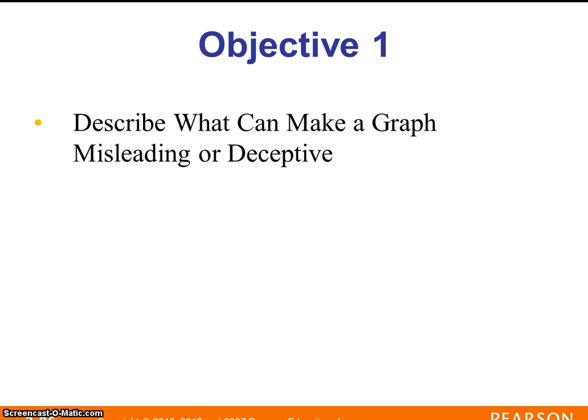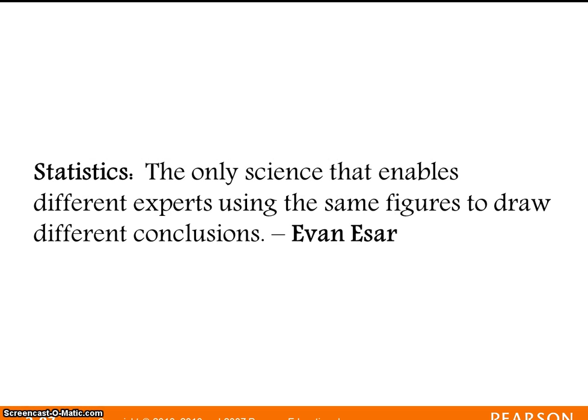So before we look at this, let's look at a definition here. Statistics is the only science that enables different experts using the same figures to draw different conclusions. Or there's another famous quote that says, there's lies, damnable lies, and statistics, meaning that even though statistics is based on numbers and facts, you can look at things in different ways and draw different conclusions or manipulate the way that you look at the data to get different answers. So let's look at some examples in this section.